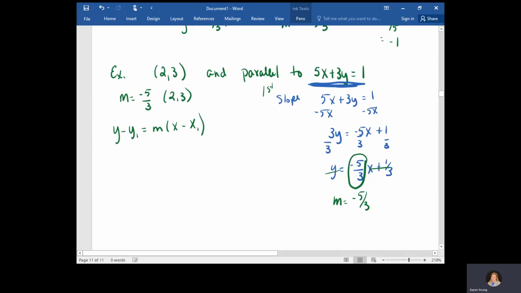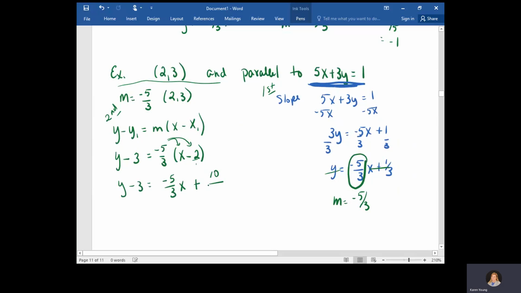So I'm going to use y minus my y1, which is 3. My slope is negative 5/3, times x minus x1, which is 2. Distribute. So y minus 3 equals negative 5/3 x, and negative times negative makes that positive. The whole number 2 can be written over 1, so negative 5 times 2 is 10, and 3 times 1 is 3.